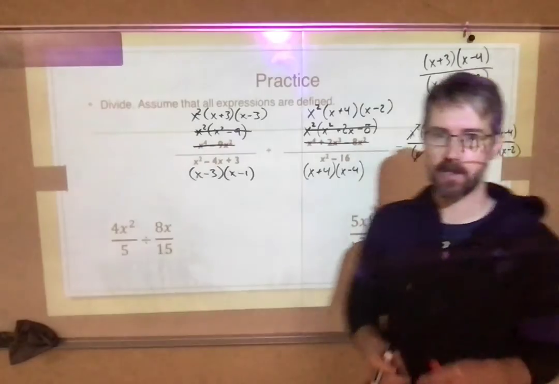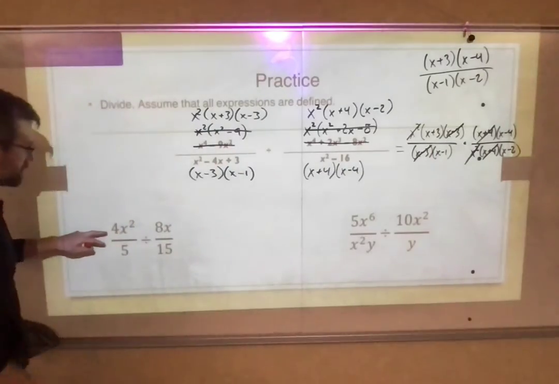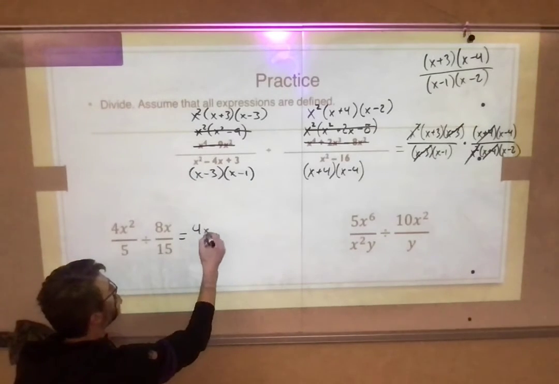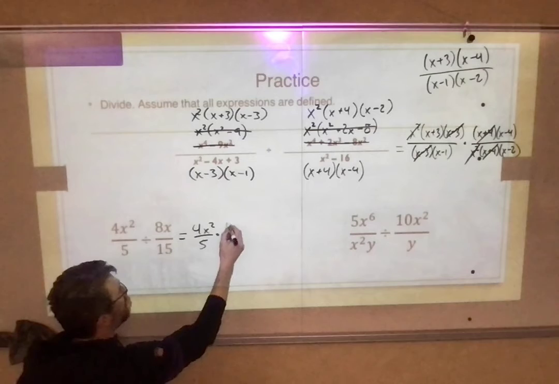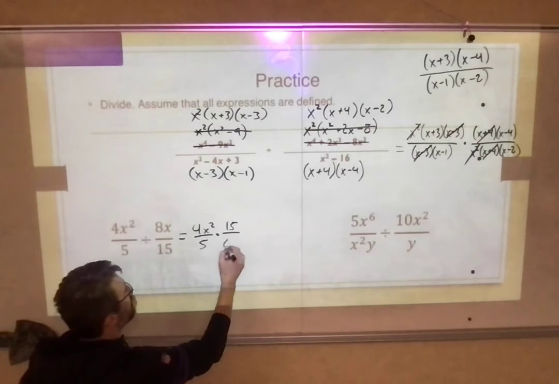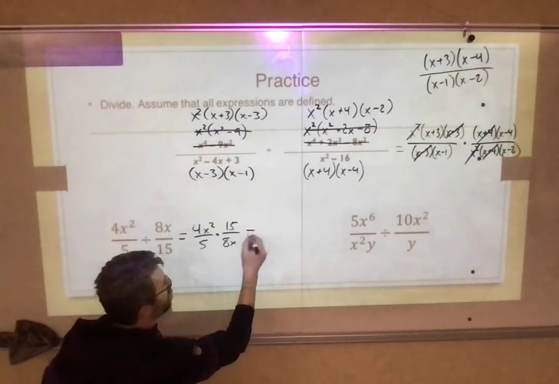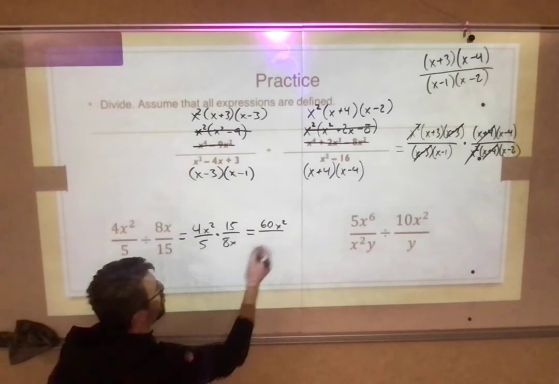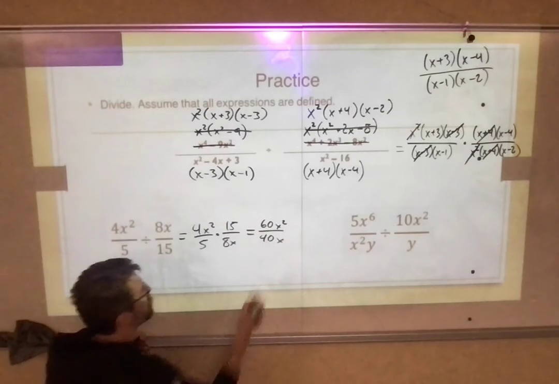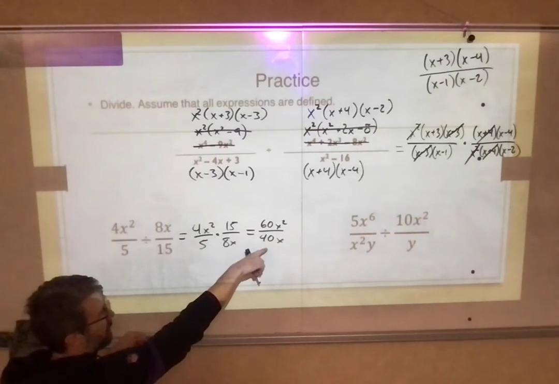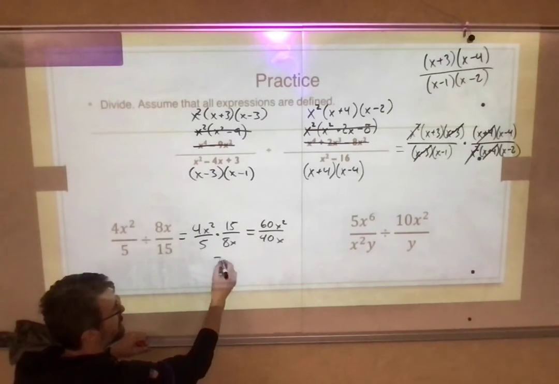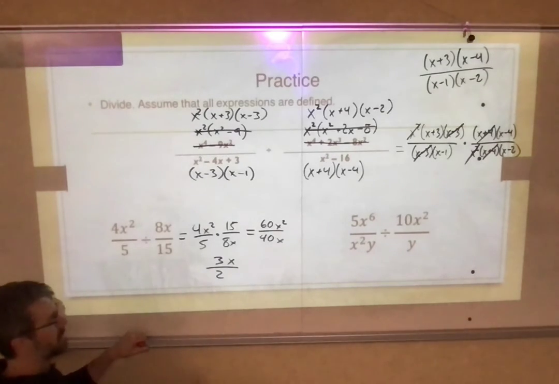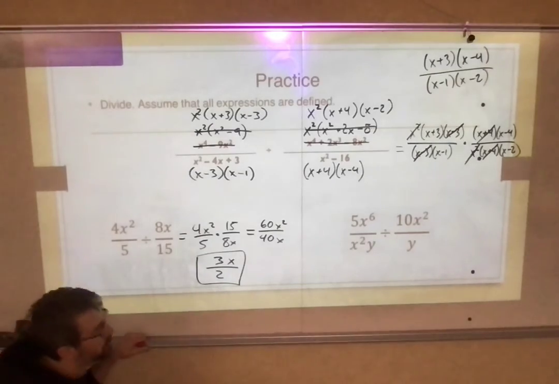All right, then the last two, again, I'll just start it out by doing keep, change, flip. 4x squared over 5 times 15 over 8x. If I multiply across the top, I've got 60x squared over 40x. 60 over 40, they're both divisible by 20, so that is 3 over 2. And then x squared over x leaves an x on top, so 3x over 2.